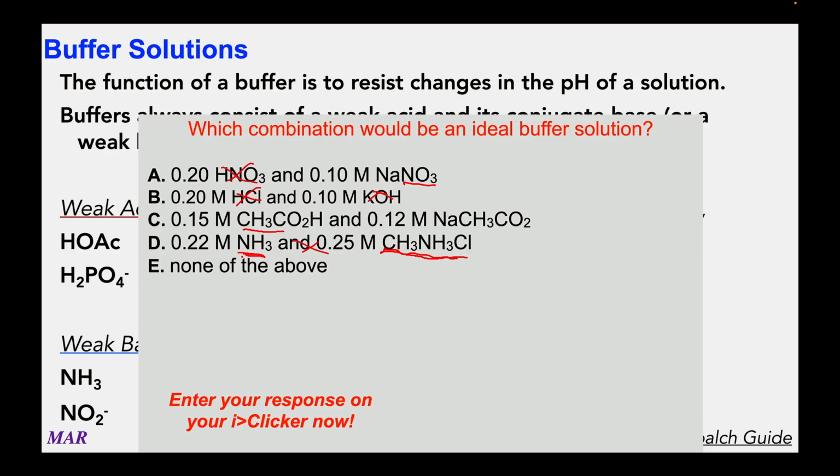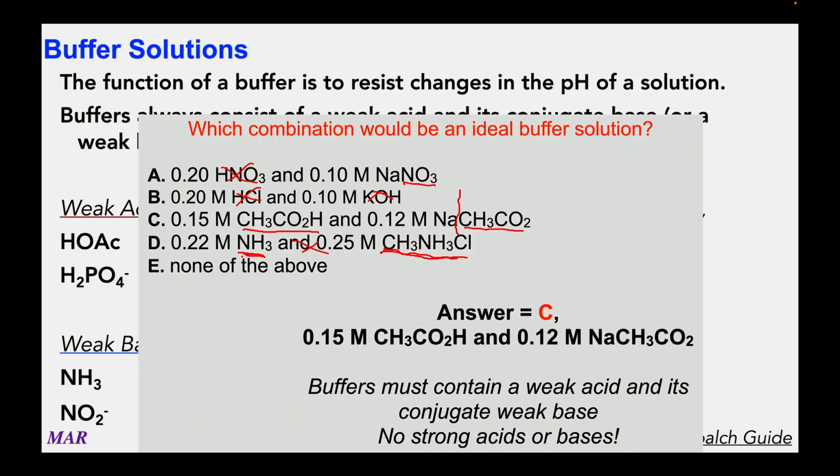However, this last one, C, that's acetic acid. And if you take the Na plus off, CH3CO2 minus, that's acetate. Acetate and acetic acid are certainly conjugates. That's going to be a great combination. So again, weak acids with conjugate bases, or weak bases with conjugate acids, and no strong acids, no strong bases. Must be conjugates.